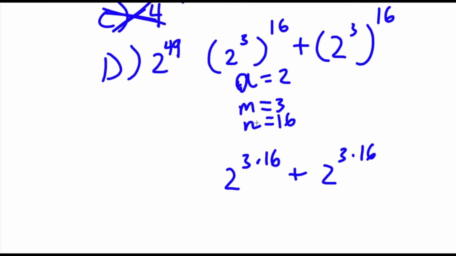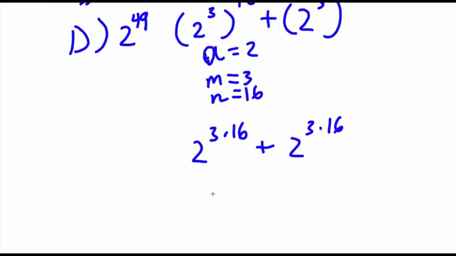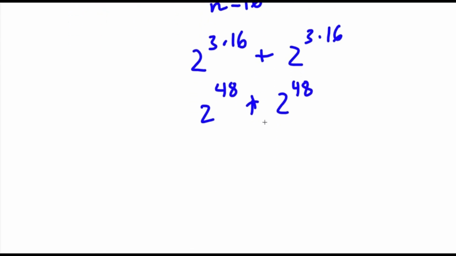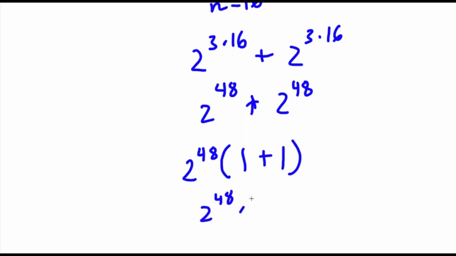Now, 3 times 16 is 48, so now I have 2 to the power of 48 plus 2 to the power of 48. If I factor out 2 to the power of 48, I get 2 to the power of 48 times, now 2 to the power of 48 divided by 2 to the power of 48 is 1, because anything divided by itself is 1. So I have 1 plus, again, 1. 1 plus 1 is 2, so I have 2 to the power of 48 times 2.